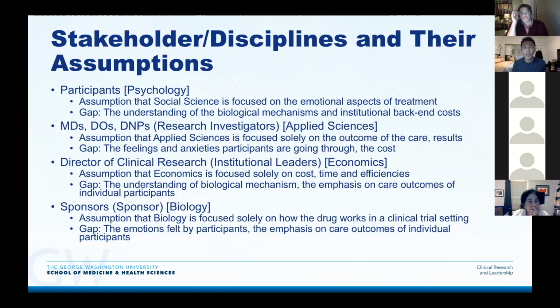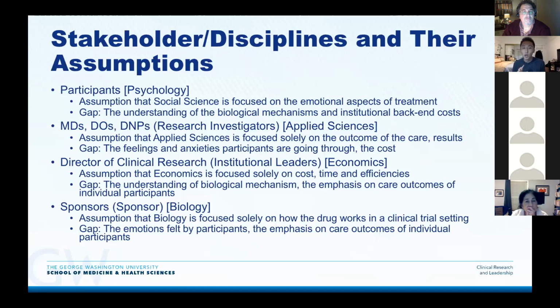For the research investigators, the applied science perspective, the assumption is that they're focused solely on the outcome of the care and the results. The gap is the anxiety that the participants are going through, and also the costs, as they're not very focused on costs when it comes to the deep research. For the directors or institutional leaders with an economic perspective, the assumption is that it's all based on the economics of the operations of clinical trials and the cost, time, and efficiencies. The gap, as they're 30,000 miles up in the air with a bird's-eye view of the process, is understanding the biological mechanisms of the clinical trial and the emphasis of care and outcomes on that individual participant.